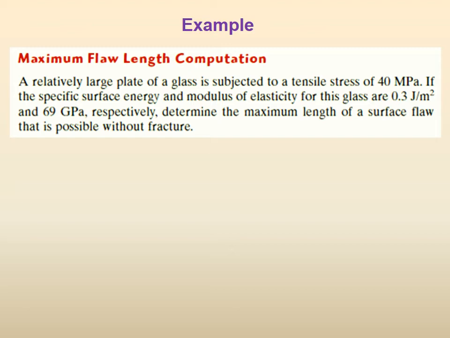The other thing is, if you remember, I always tell you, whenever there is a problem, do first what? Read it carefully. Second step, write the knowns and unknowns, always. So in this problem, your known is a stress sigma of 40 megapascal, a surface energy gamma S of 0.3 joule per square meter, and a Young's modulus capital E of 69 gigapascal. And the length of the surface flaw, small a, is the unknown. Sigma known, gamma S known, E known, a unknown, right?